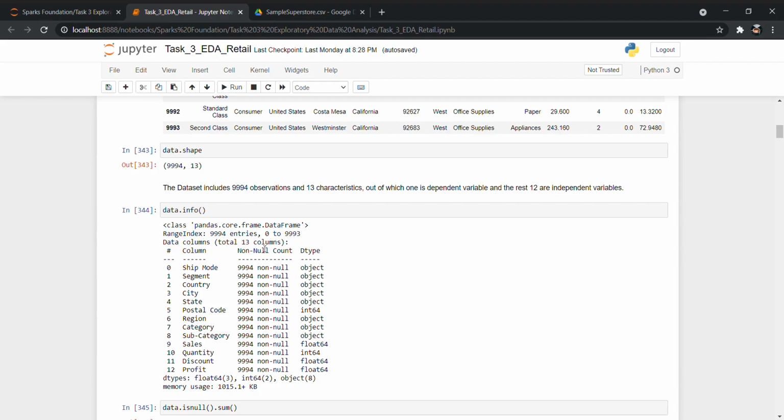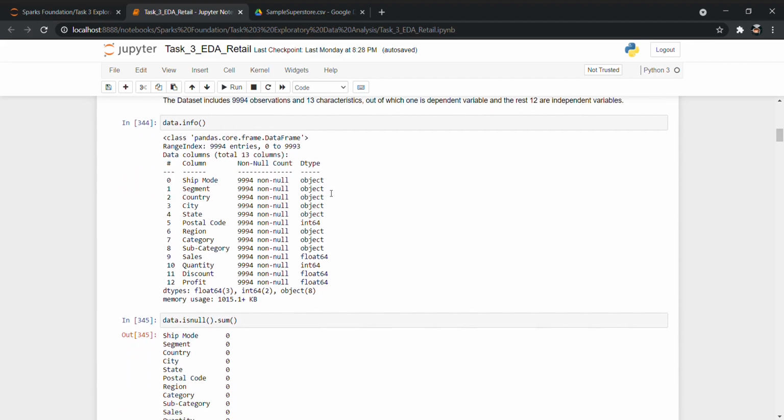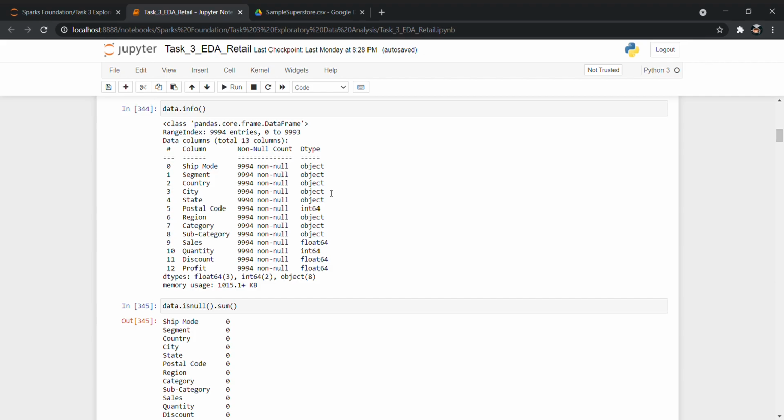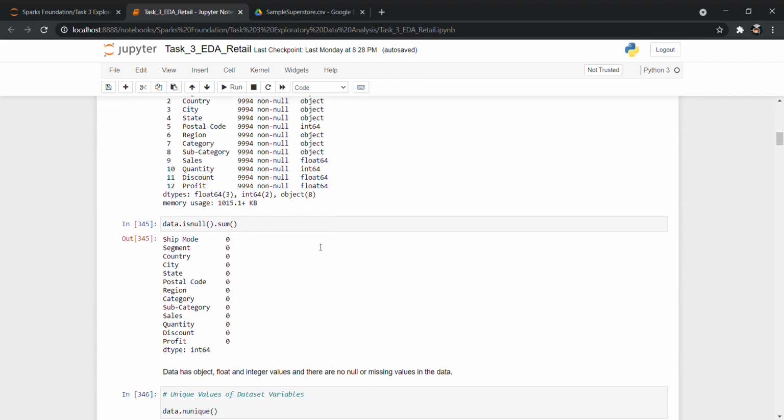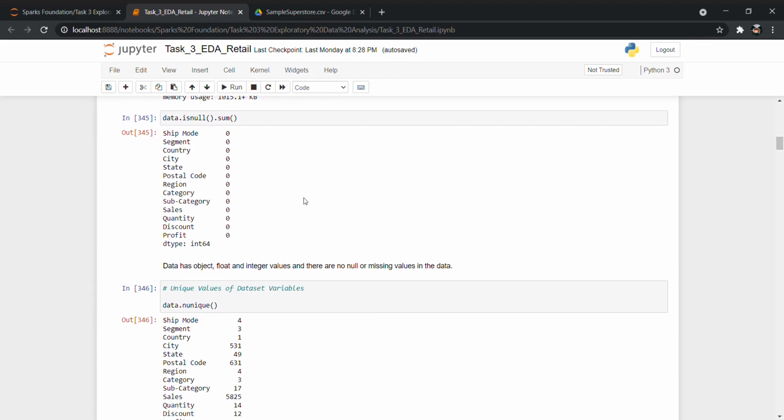Here the information of our dataset can be obtained by using data.info function, which tells us that there are no null values in our dataset, and also the data includes object, integer and float data types. To be more specific, I have again applied the isNull function, from which we can tell there are no null values in our dataset.